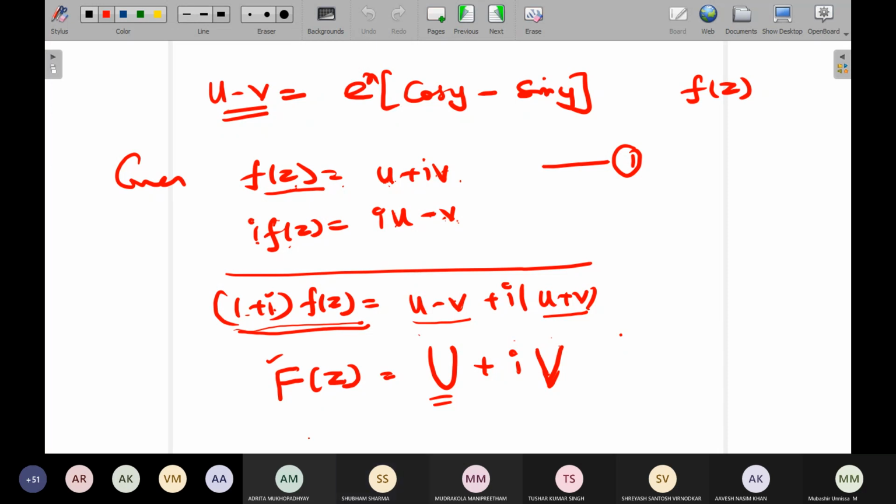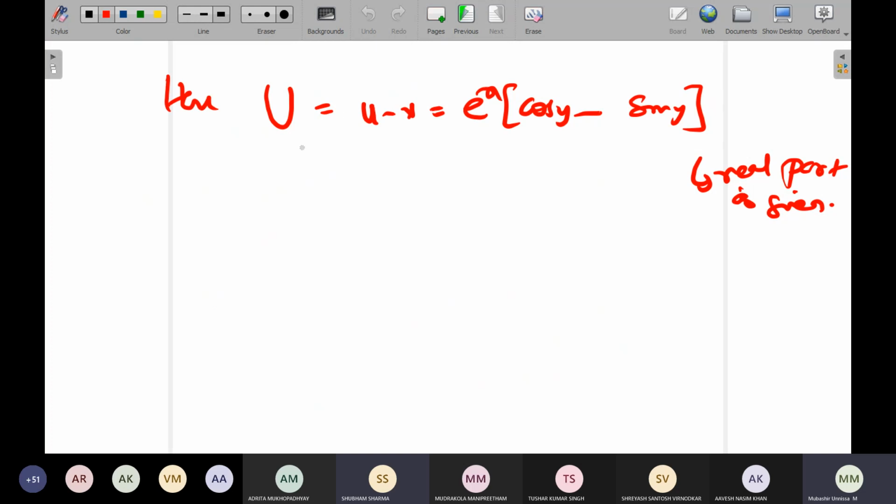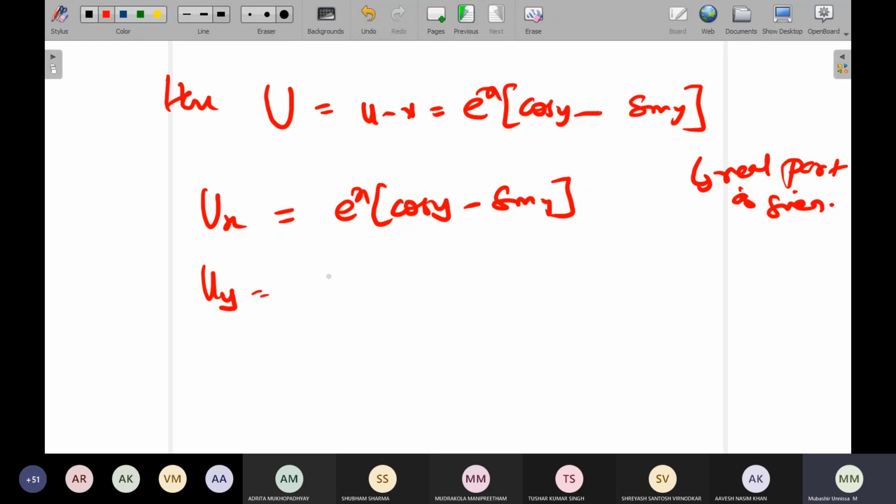Yes, ma'am. Okay, now do it as usual. You have to find ux. When you differentiate partially with respect to x, this will become e power x cos y minus sin y. Then find uy. Find uy, it will be e power x cos y, which will become minus sin y minus cos y. Okay, minus sin y minus cos y.